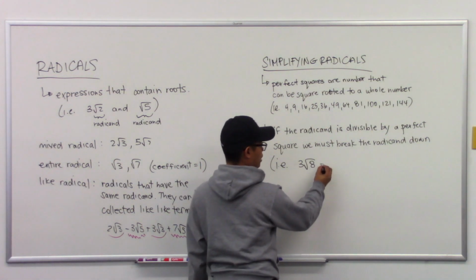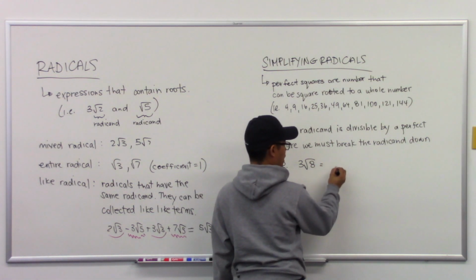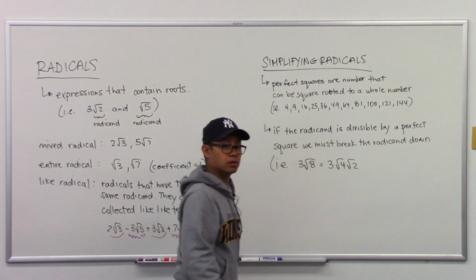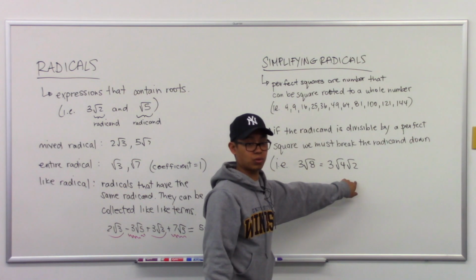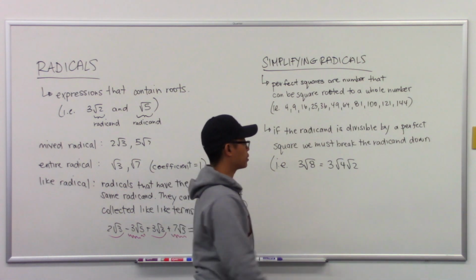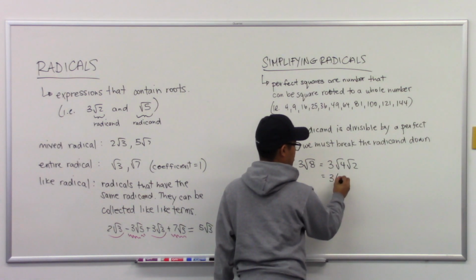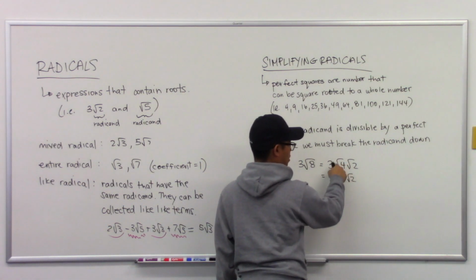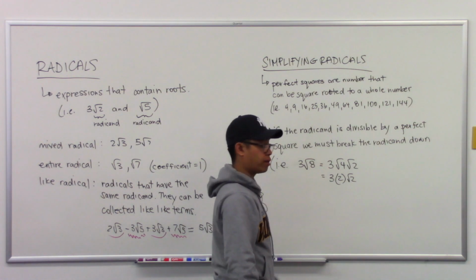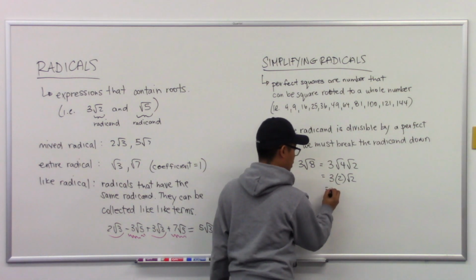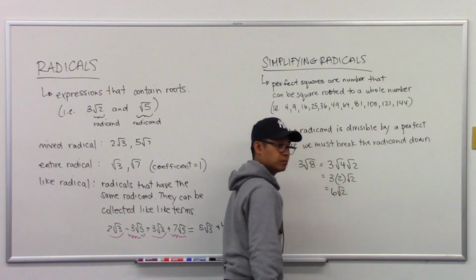Yes. You can write this as the root 8 as root 4 and root 2, because root 8 is really 4 times 2, right? But the square root of 4 is, so then you do this. You say that root 4 is 2. Not root 2, 2. So your final answer is 6 root 2.